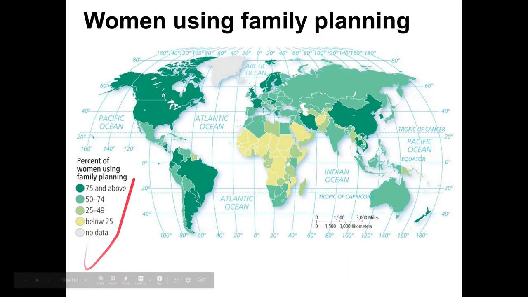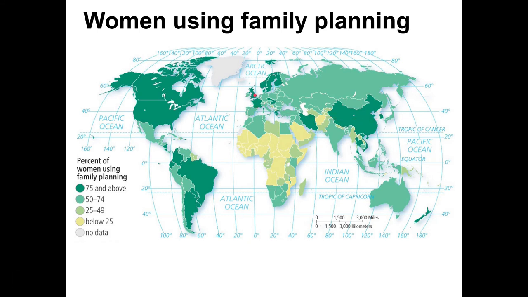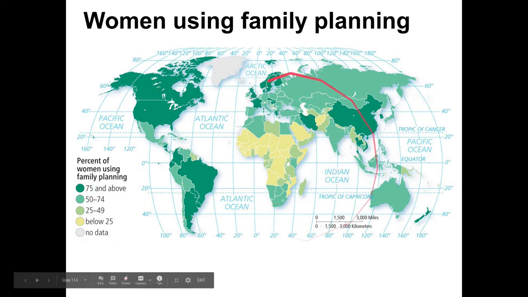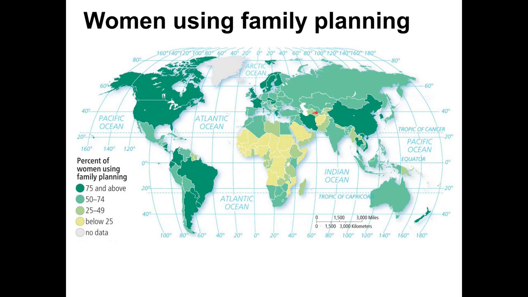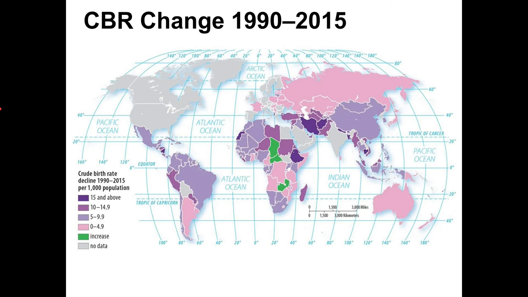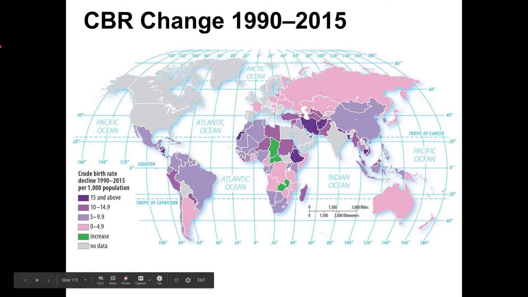Women using family planning in the West, well, some countries in the West, France and England and the Scandinavian countries, North America, 75% or more. Africa, less than 25% using some sort of family planning. Same thing with Afghanistan. Interesting, Iran is so huge. I'd love to get more information on that. The crude birth rate. So has it gone up? Has it gone down? Green countries, it's increased. In the purple countries, it's decreased dramatically. That's interesting. The crude birth rate declined 15 and above. So, yeah, crude birth rate is coming down across the world.